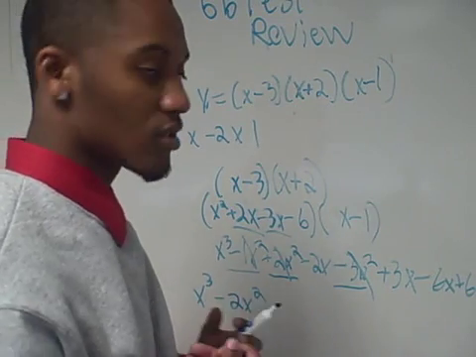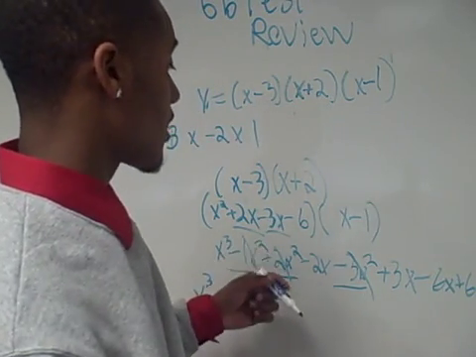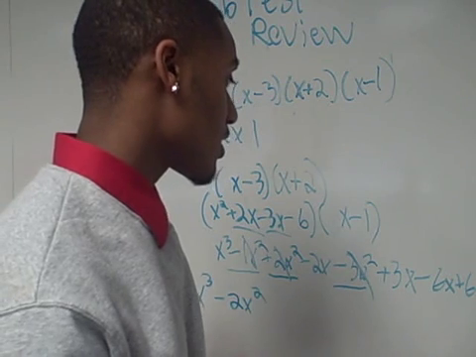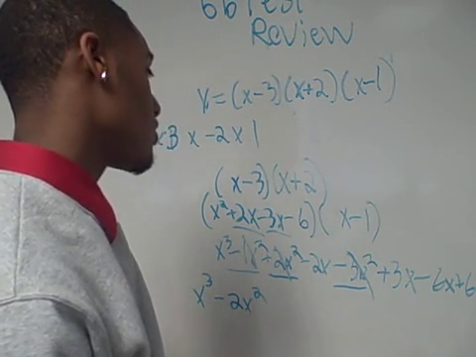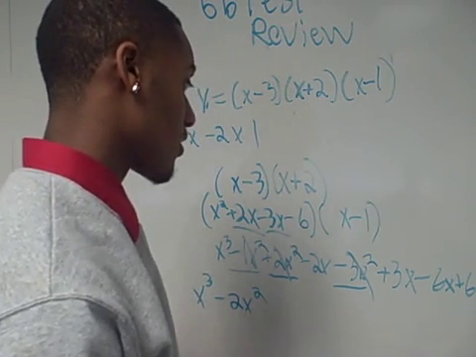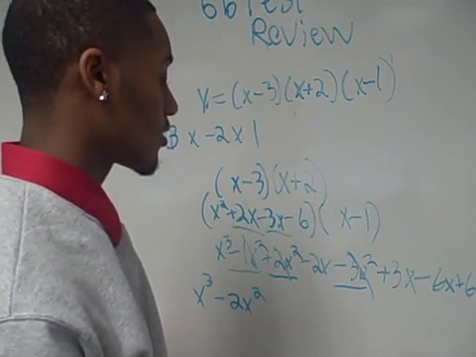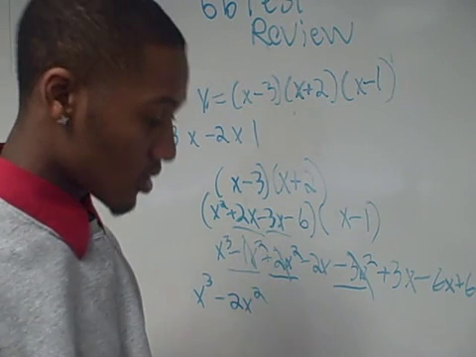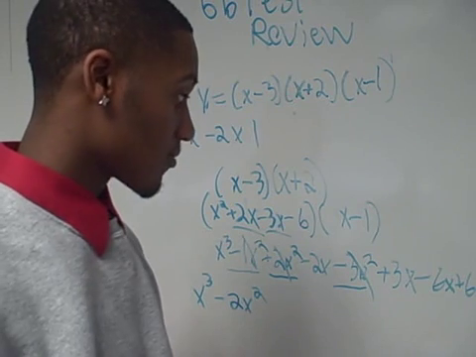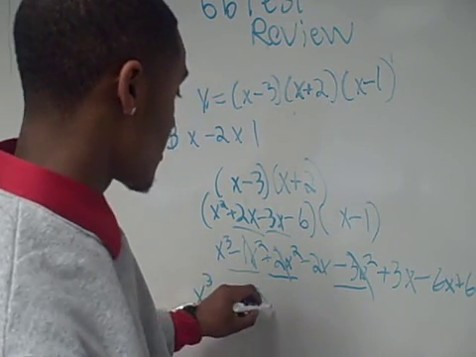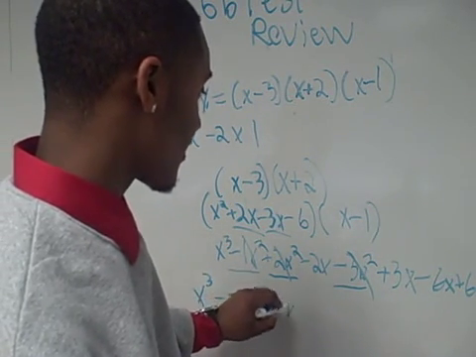Next, we're just going to work with just the x's, all right? So negative 2x plus 3x minus 6x. What would that be? Negative 2x plus 3x would be 1x, all right? So minus 6x would be negative 5x, all right? So we're going to have negative 5x right here.